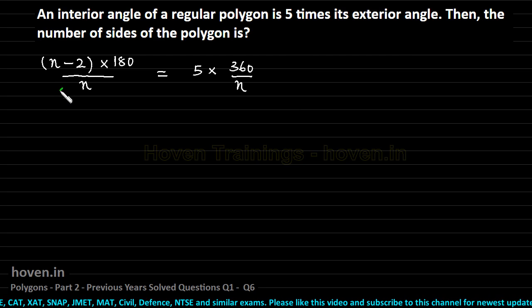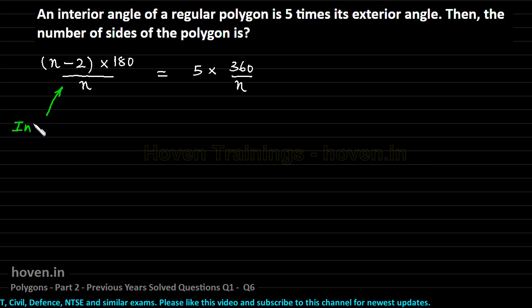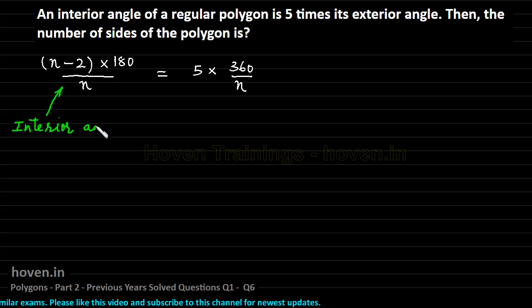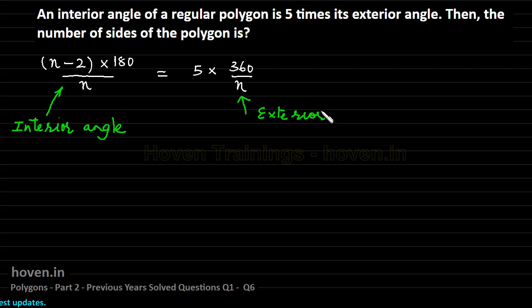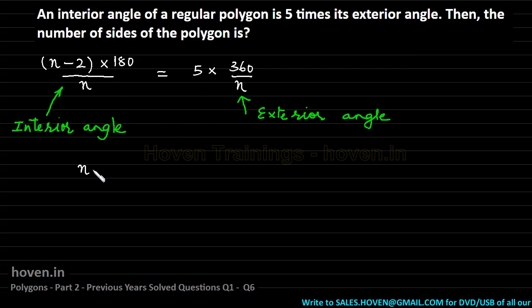So we can write that this is the interior angle. And likewise, we can write this is the exterior angle. They have been given as 5 times the exterior angle. Now let us simplify it out. So we will write it all again here.